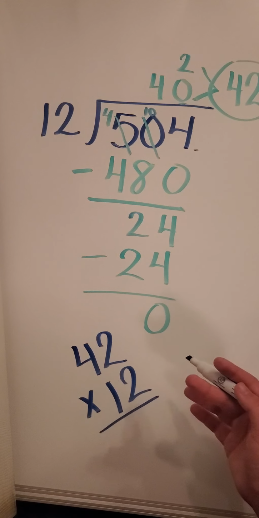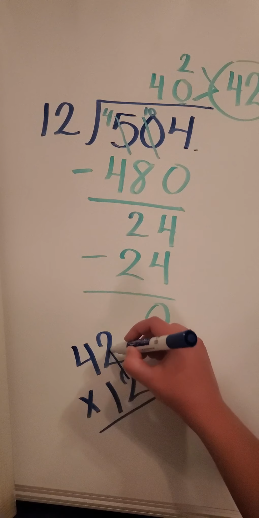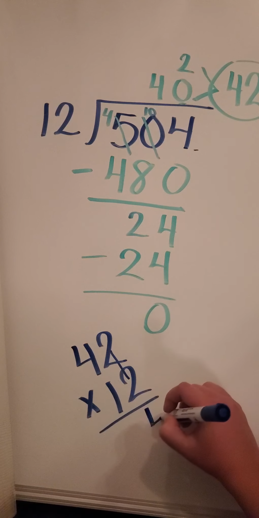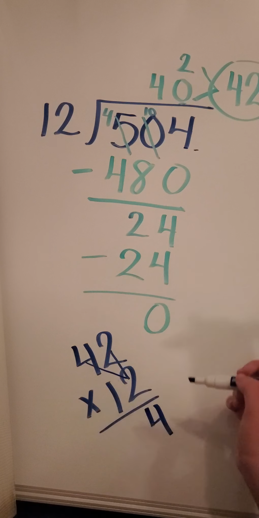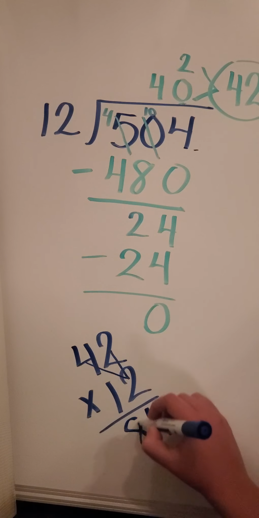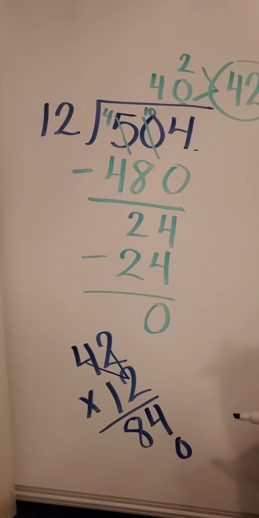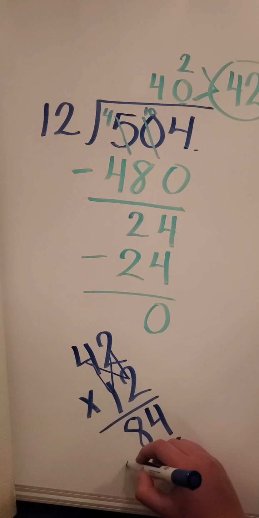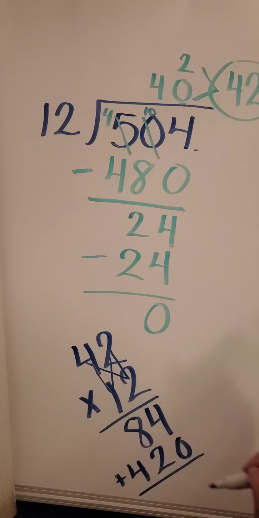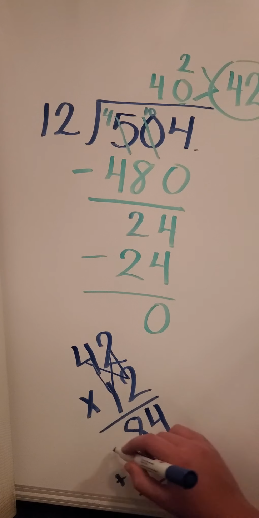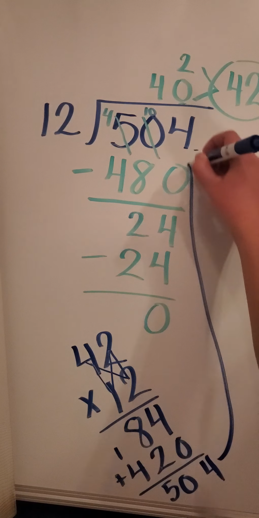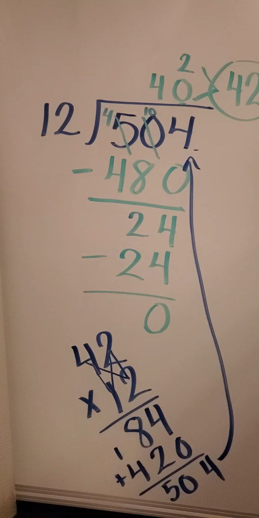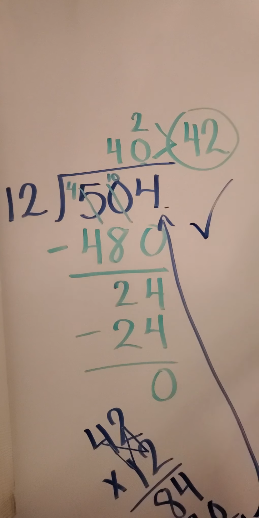Okay, so when we're doing the standard algorithm for multiplication, we do ones times the ones. 2 times 2 is 4. Ones times the tens. 2 times 4 is 8. Drop my 0. 1 times 2 is 2. 1 times 4 is 4. I add these two numbers together, and I get 504. So that matches my dividend, so it means that my quotient of 42 is correct. Woohoo! Good job.